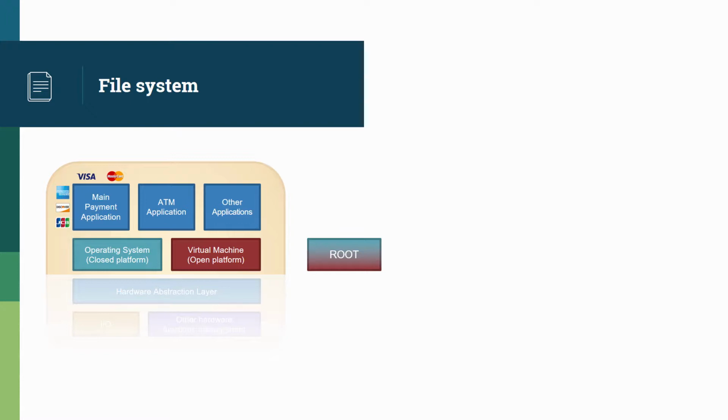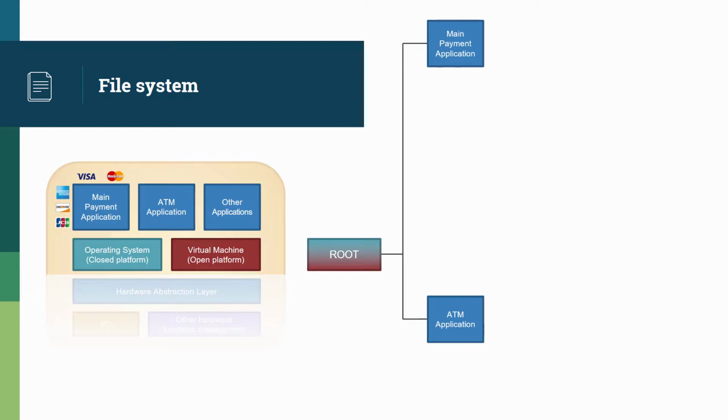Inside that root folder, each application on the chip card can be seen as a subfolder. In this example, the card has a main payment application. This could be a Visa or MasterCard or American Express or Discover application or any other payment application. Sitting next to this one, the card has an ATM application. And sitting at the same level, our card example also has other applications like loyalty.